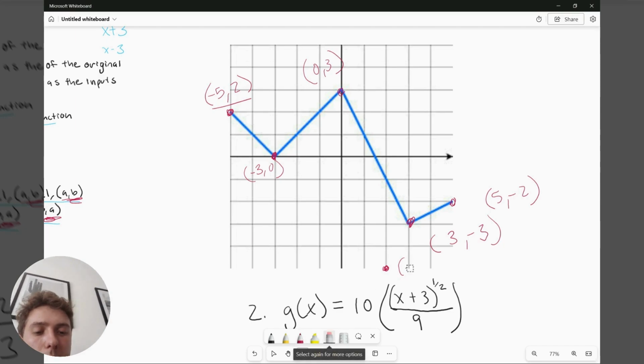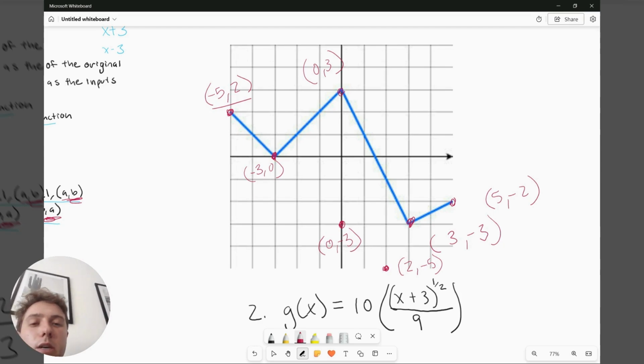Sorry, (2, -5). Which is this point way down here. And you could do that for each of these. You could change the coordinate to (0, -3). You could change the coordinate from (0, 3) to now (3, 0). You could continue to change the coordinates from (3, -3) to (-3, 3), and from (5, -2) to (-2, 5).